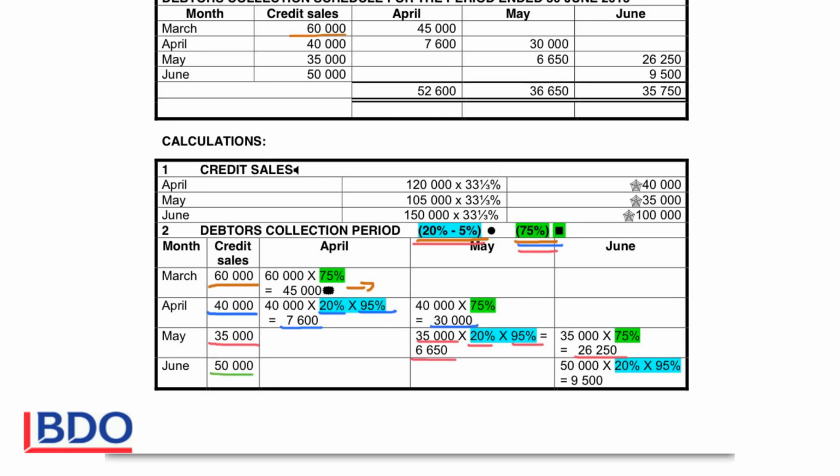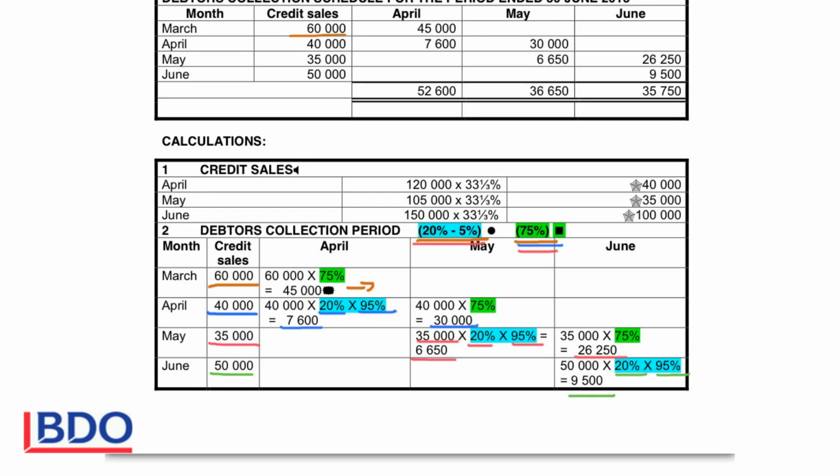In the month of sales, that means in June, the business will receive 20%. That will give them 10,000 Rand. On the 10,000, they will allow 5% discount. So 5% on 10,000 will give me 500 Rand, and therefore they will only receive 9,500. Or the calculation can be 50,000, you will receive 20% of it. Because you give 5% discount, you will only receive 95% of the total amount.